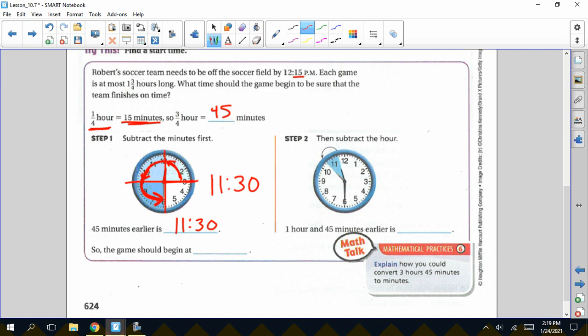Then we have to subtract one more hour from that. So if we subtract a whole hour from 11:30, now we're talking 10:30. So the game should begin no later than 10:30. And remember, if we're finishing at PM, we passed 12, so we had to go back to AM.